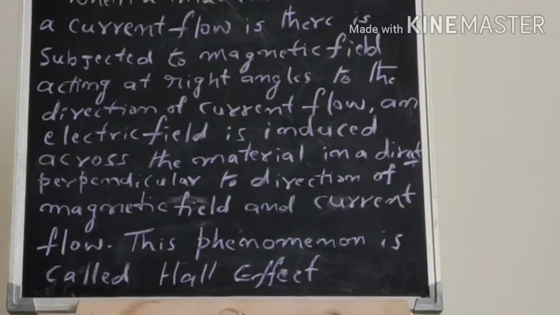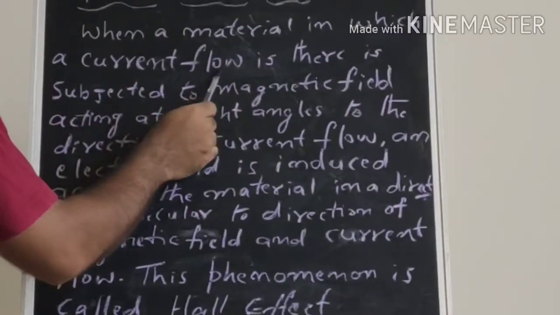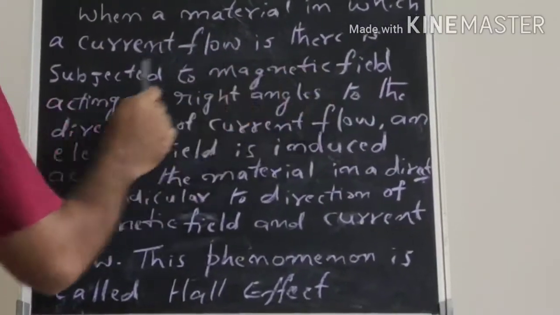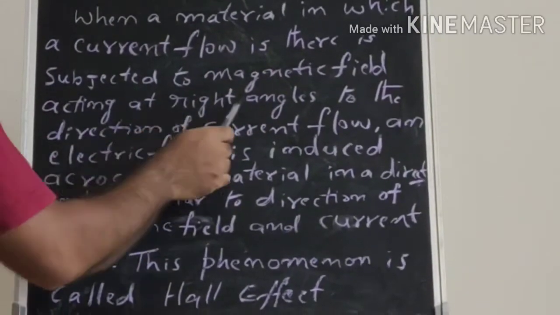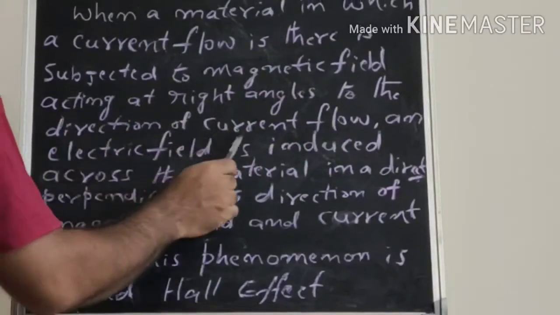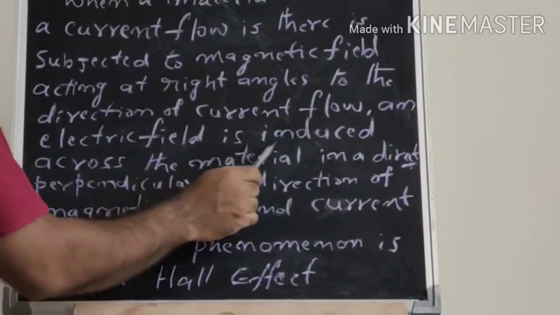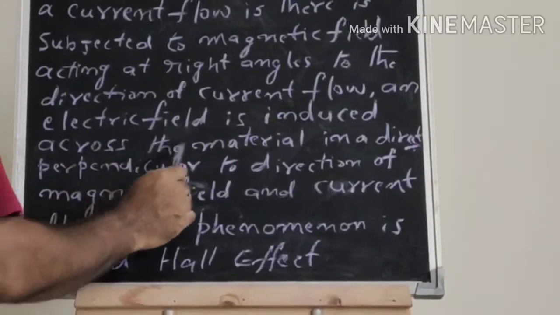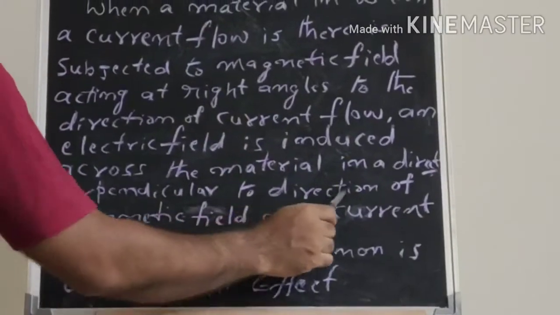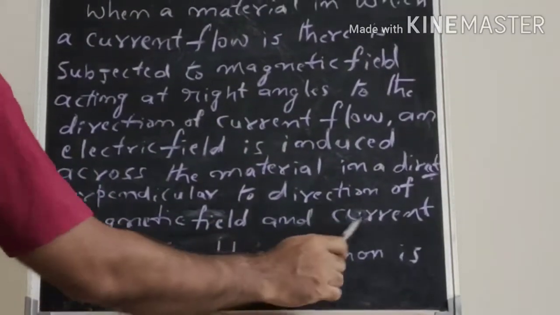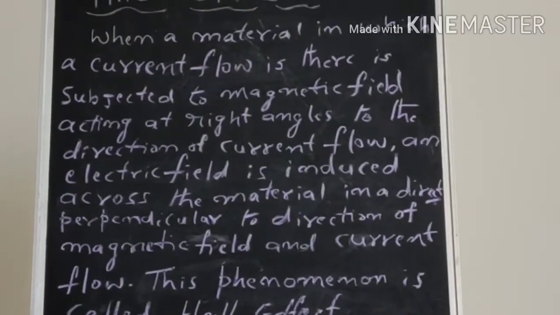So what is the Hall effect? When a material in which a current flows is subjected to a magnetic field acting at right angles to the direction of the current flow, an electric field is induced across the material in a direction perpendicular to the direction of the magnetic field and the current flow. This phenomenon is called the Hall effect.